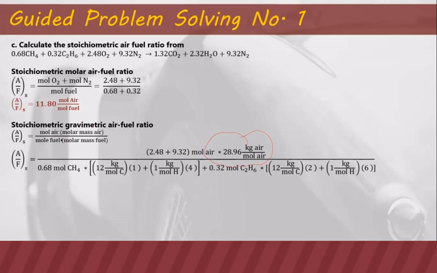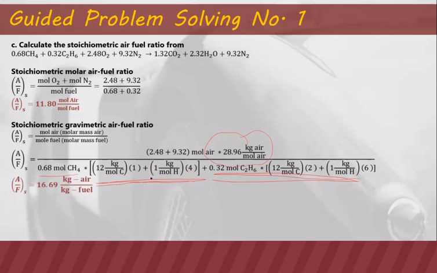And for the moles of fuel, we have to calculate for each fuel. So that's 0.68 mole of methane. Then the molar mass of methane is this one. The molar mass, you just have to multiply its atomic weight by the number of atoms. So we have carbon at 12 kilogram per mole times 1, and then 1 kilogram per mole of hydrogen times 4 atoms of hydrogen. Same also with our ethane.